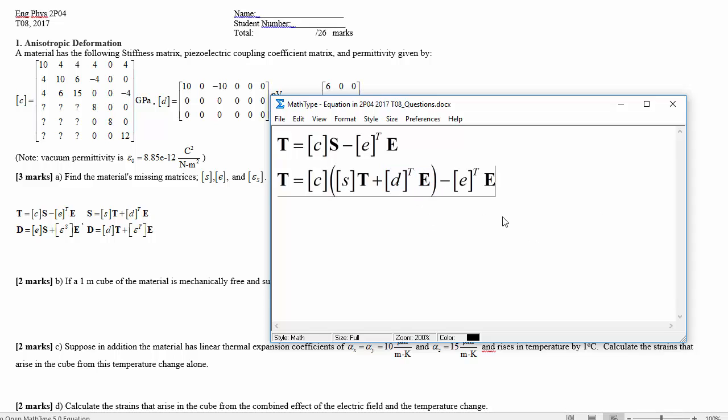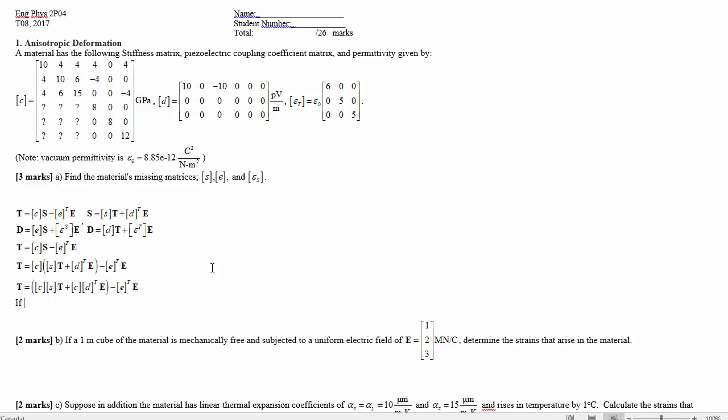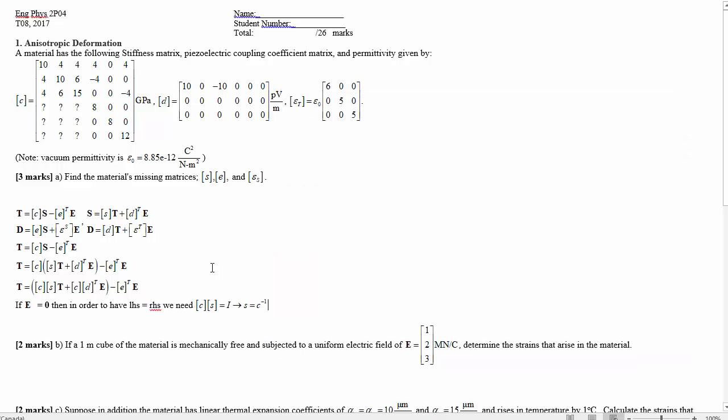Now let's see what we got. The compliance matrix gets multiplied across, and we've got the compliance matrix times the stiffness matrix, and then the compliance matrix times D transpose E. The compliance matrix and stiffness matrix are inverses of each other, so that's still true. You could see that from E equals 0. If E is equal to 0, then in order to have left-hand side equals right-hand side, we need CS to be equal to the identity matrix, which means that S is equal to C inverse. So S is C inverse and vice versa.